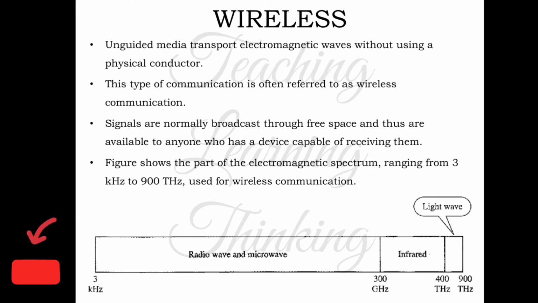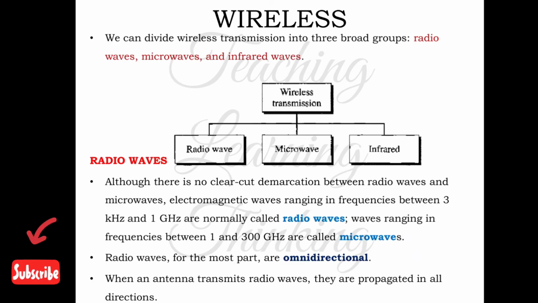So the signal is broadcast through free space and it is available to anyone who has a device capable of receiving it. The figure shows the part of the electromagnetic spectrum ranging from 3 kHz to 900 terahertz used for wireless communication. From 3 kHz to 300 GHz are radio waves and microwaves, 300 GHz to 400 terahertz is infrared, and 400 terahertz to 900 terahertz is light wave. So we can divide the transmission into three broad categories: radio waves, microwaves and infrared waves. The first one is radio waves.